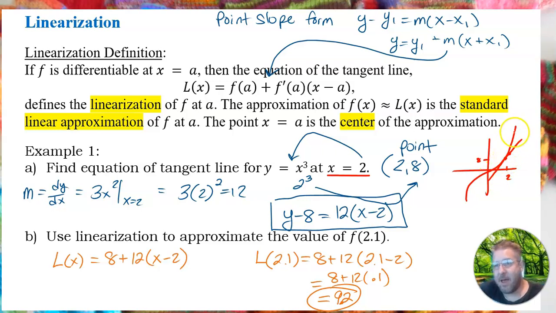Now, is it going to be exactly on this curve? No, it's not going to be exactly on this curve. It's going to be on this line. And we're just using this line to predict any point using that same tangent line.